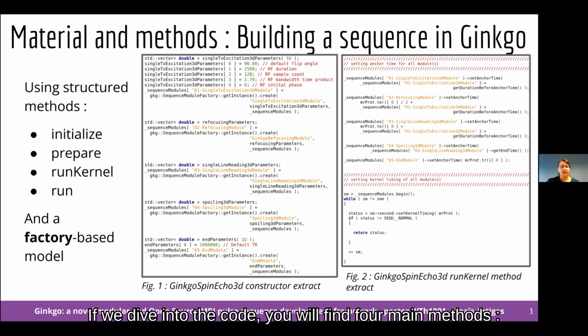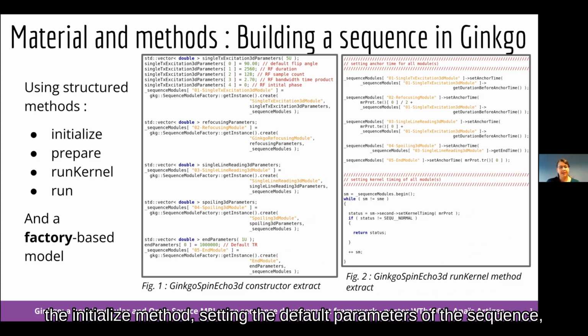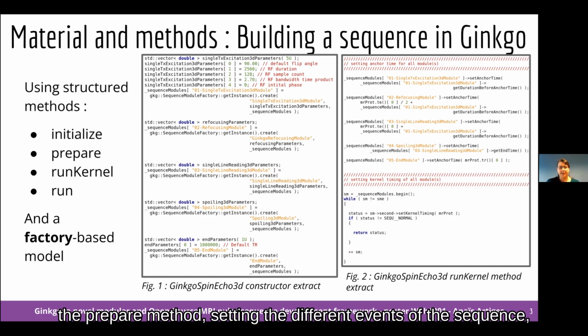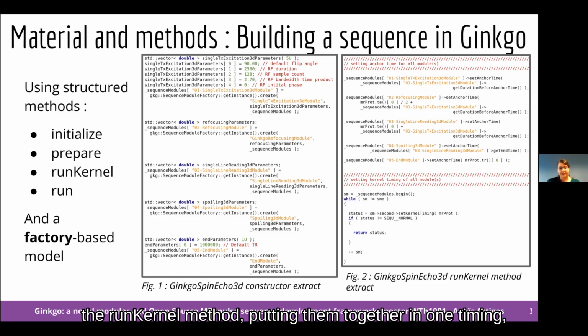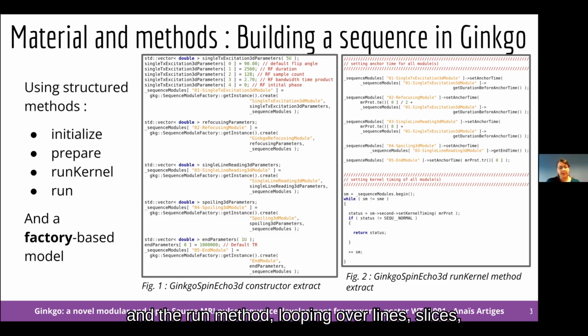If we dive into the code, you will find 4 main methods. The initialize method, setting the default parameters of the sequence. The prepare method, setting the different events of the sequence, like the gradients, the radiofrequency pulses, and the ADC events. The run kernel method, putting them all together in one timing, like for one repetition time. And the run method, looping over lines, slices, partitions, repetitions, and even diffusion orientations.